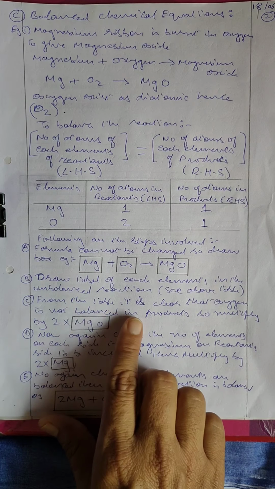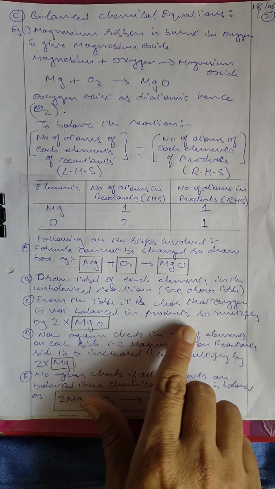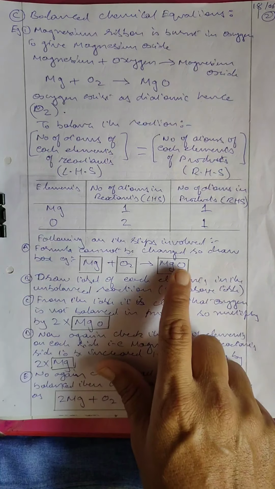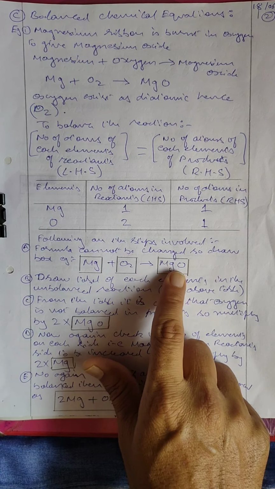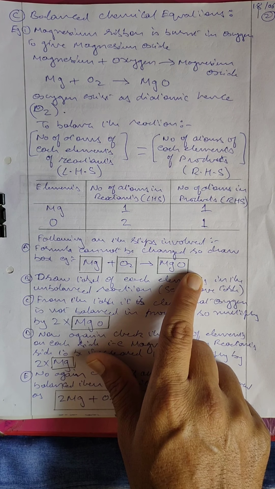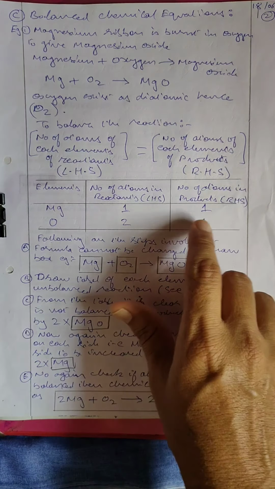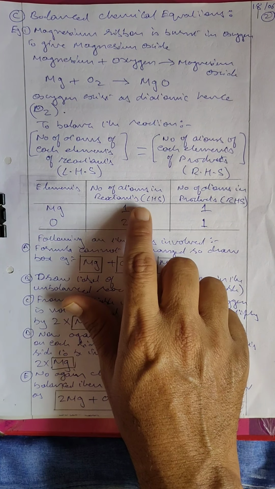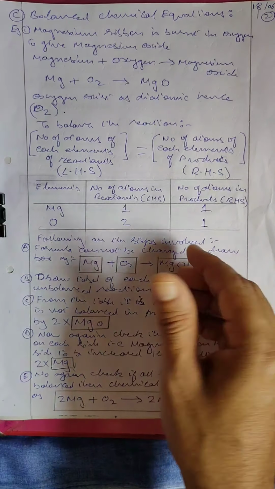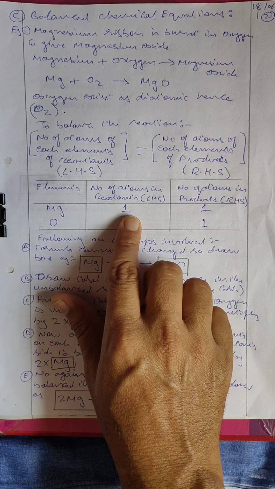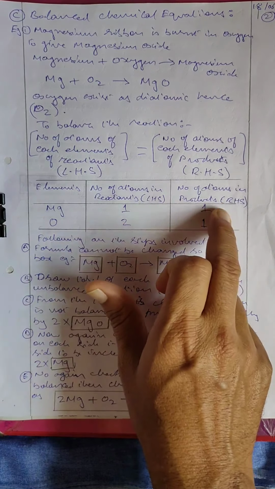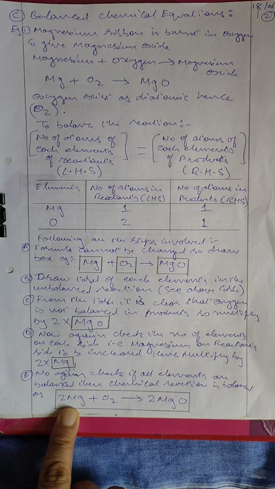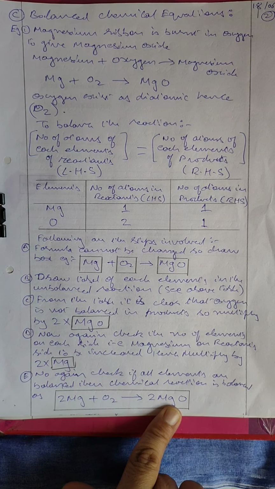Next step, from the table it is clear that oxygen is not balanced in the product, so multiply MgO by 2. As oxygen is not balanced, we need to multiply it by 2 MgO. 2 MgO means magnesium becomes 2 and oxygen becomes 2. So now we will have 2 magnesium and 2 oxygen, but here we have only one magnesium. That means in the next step we need to multiply magnesium by 2 and the equation becomes balanced. So the balanced equation is 2 Mg plus O2 gives 2 MgO.